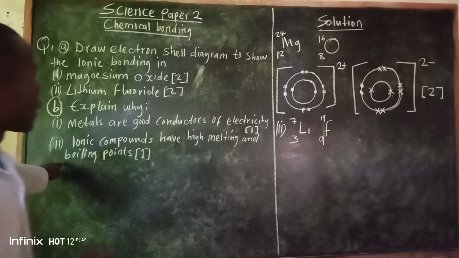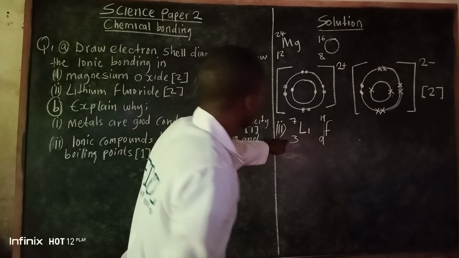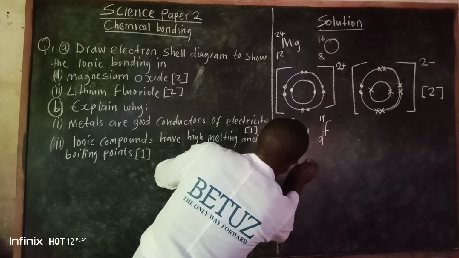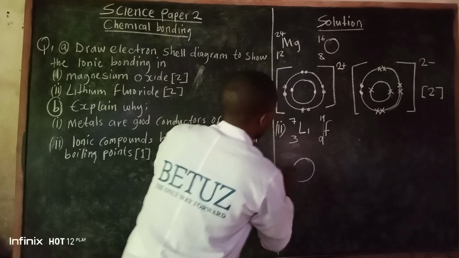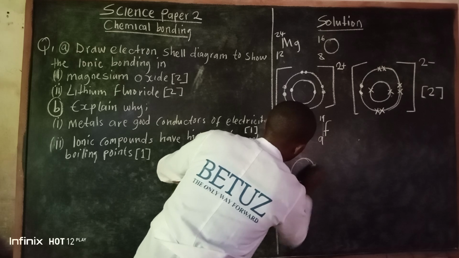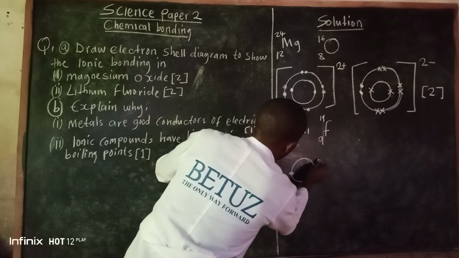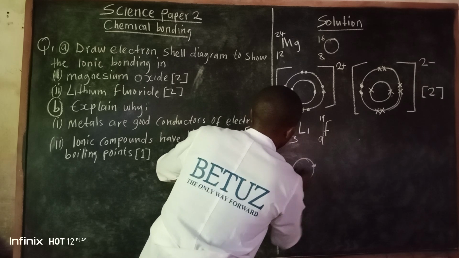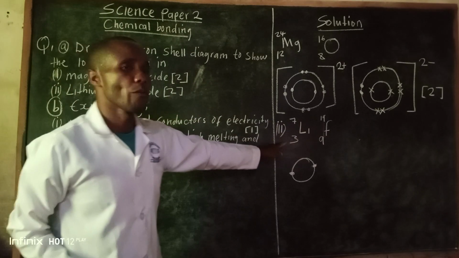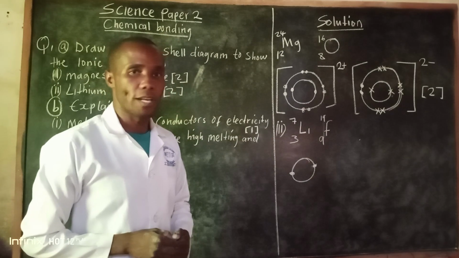Okay, so how? Like what we did there, we are going to start. Always the first shell contains how many electrons? First shell contains 2. So now that we have 3 electrons there, it means we have just remained with 1 electron.